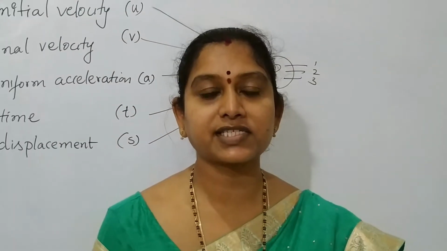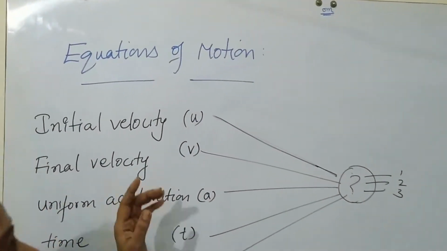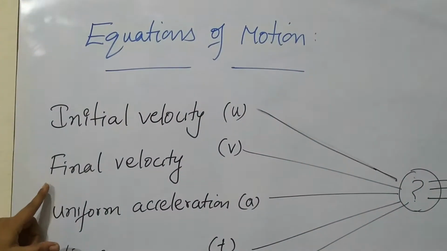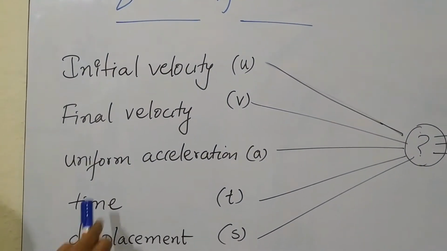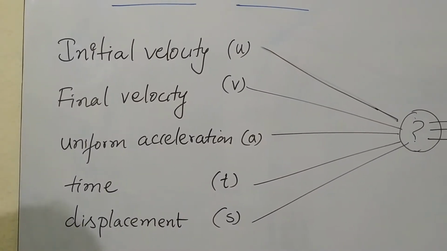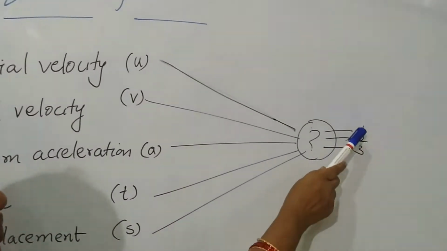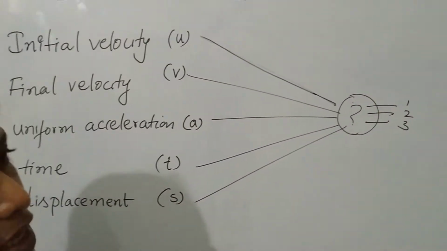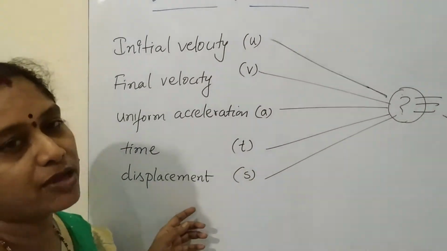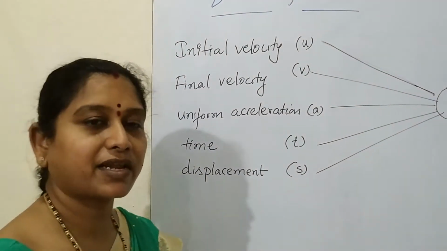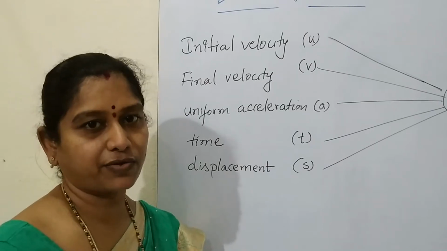In this video, we will discuss the equations of motion. Equations of motion are used to know the relation between initial velocity, final velocity, uniform acceleration, time interval and displacement of the body. There are three equations of motion derived. These equations of motion are useful only when the bodies are traveling with uniform acceleration. Uniform acceleration was discussed in the last video.